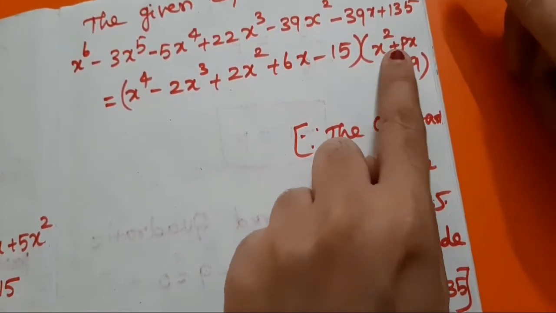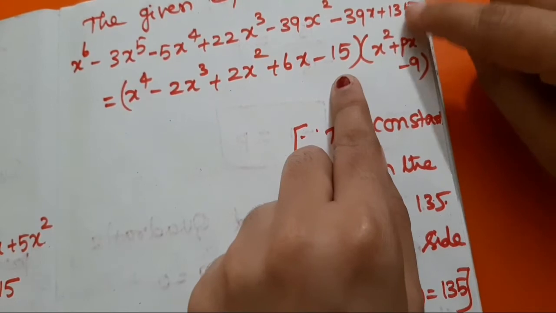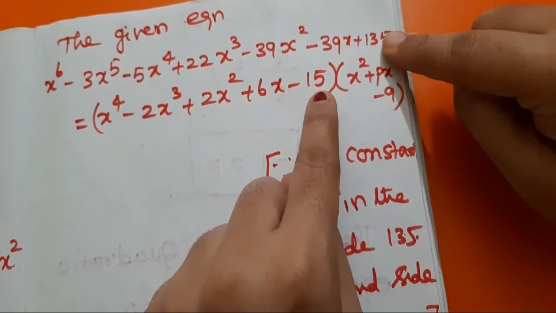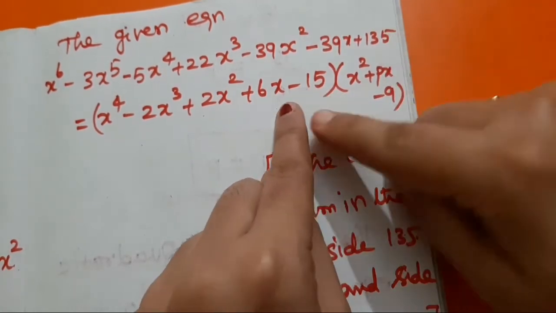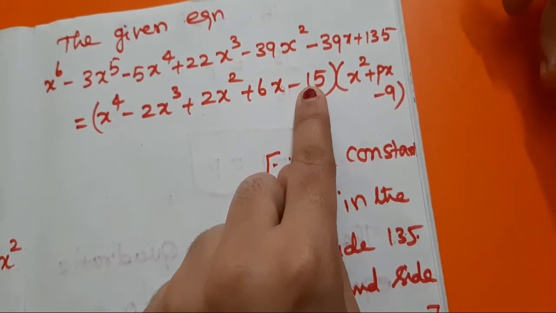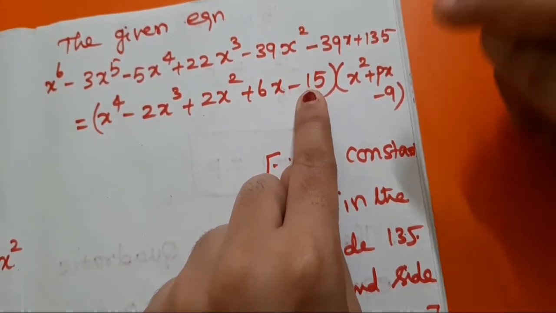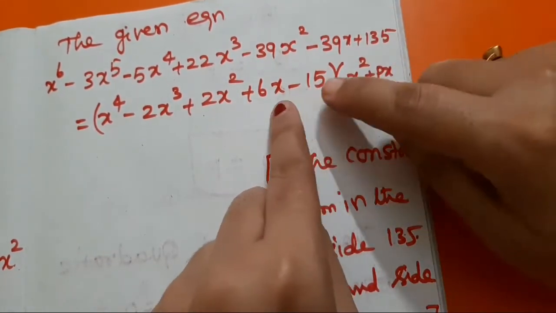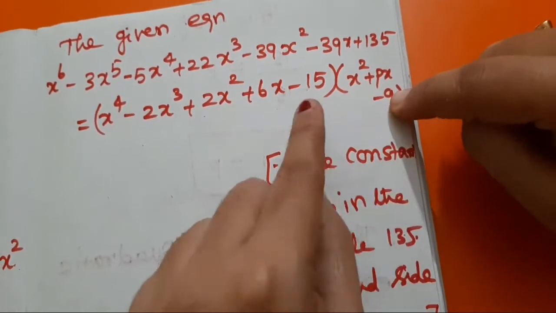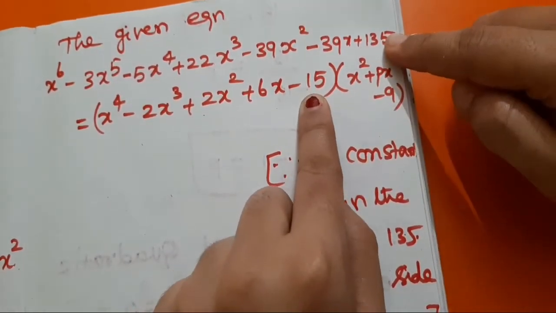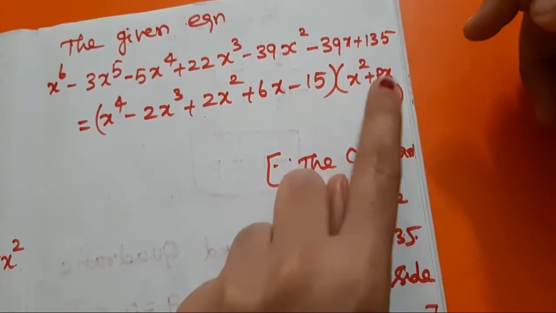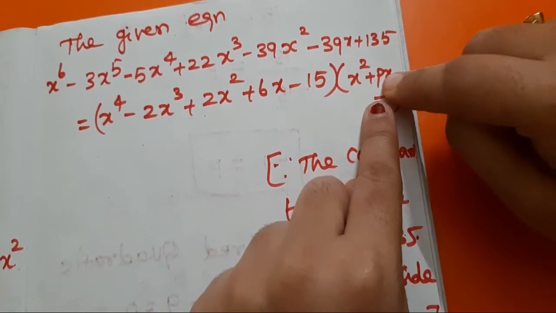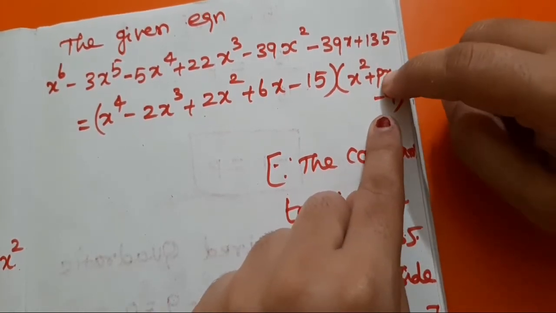Okay. So now look at the constant term. 135 is a constant term. I am having minus 15 here. So how can I get this 135? I need to multiply minus 15 with some other number, then I should get 135. So minus 15 into minus 9 will give you plus 135. So x square plus px minus 9 will be the quadratic equation. Here I want to find out the p answer, that is, the coefficient of x.